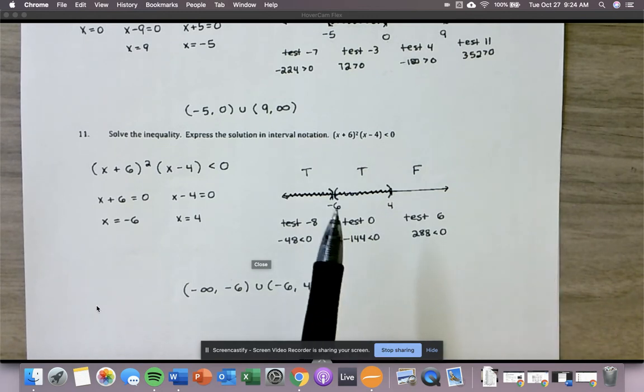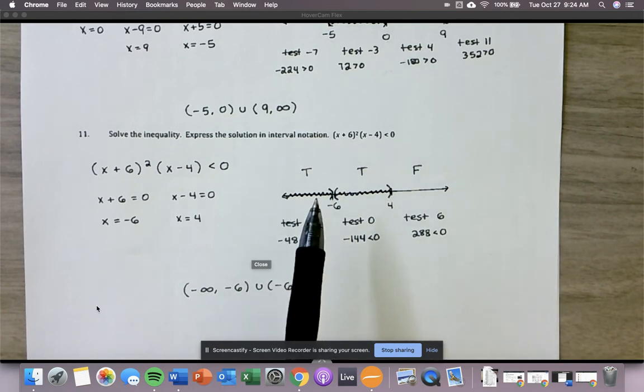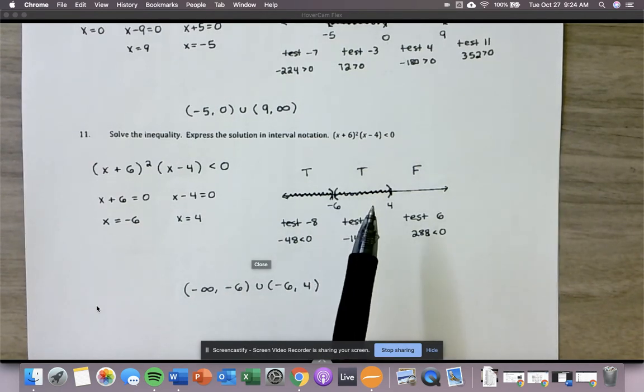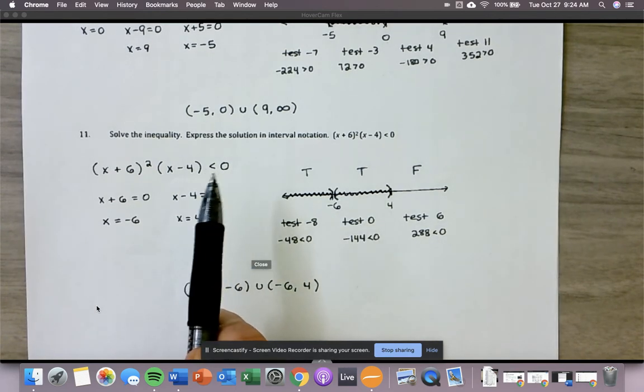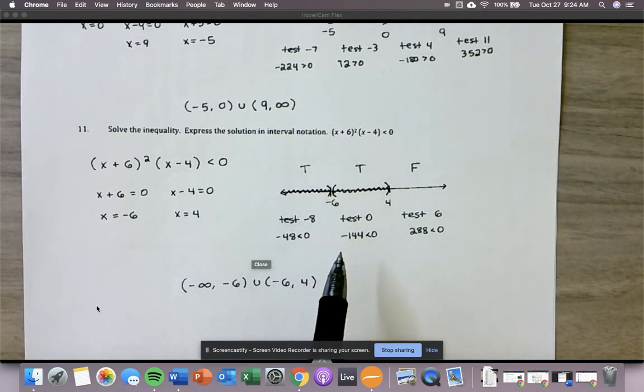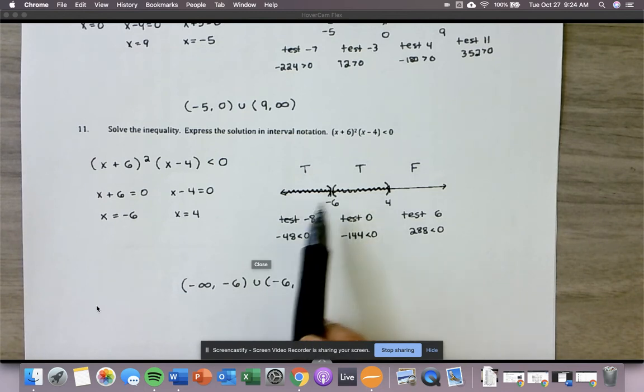All right, so we only care about numbers that are less than -6, and then numbers that are in between -6 and 4. Now notice though, because this is less than, right? It's not less than or equal to. We can't say that -6 is part of this interval, right?